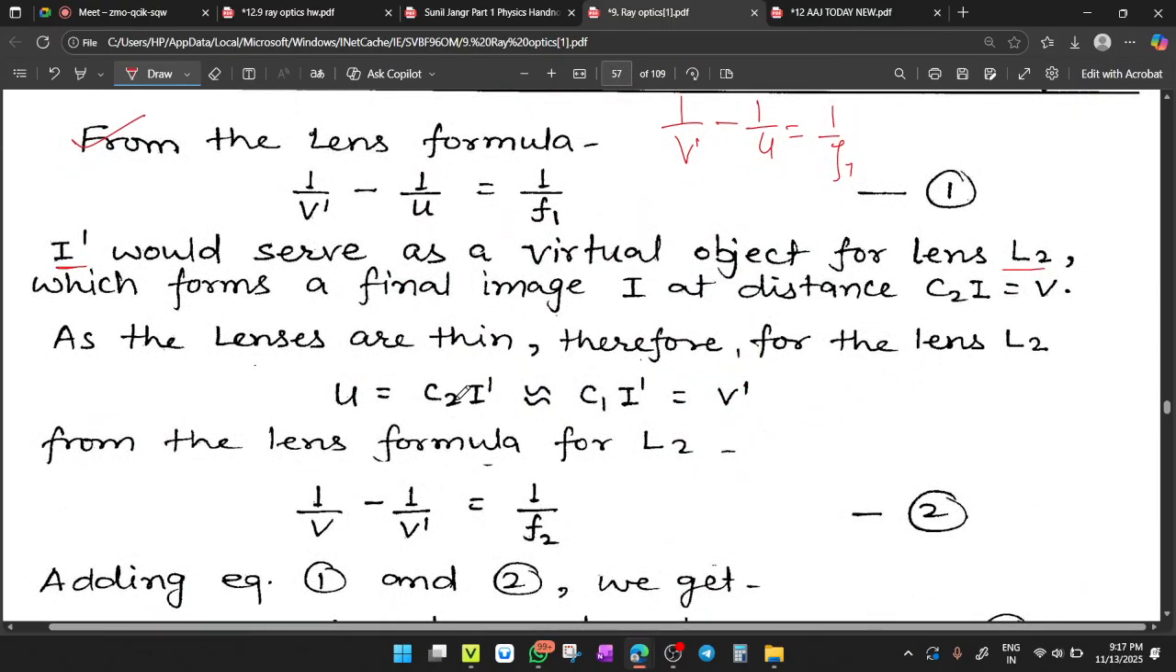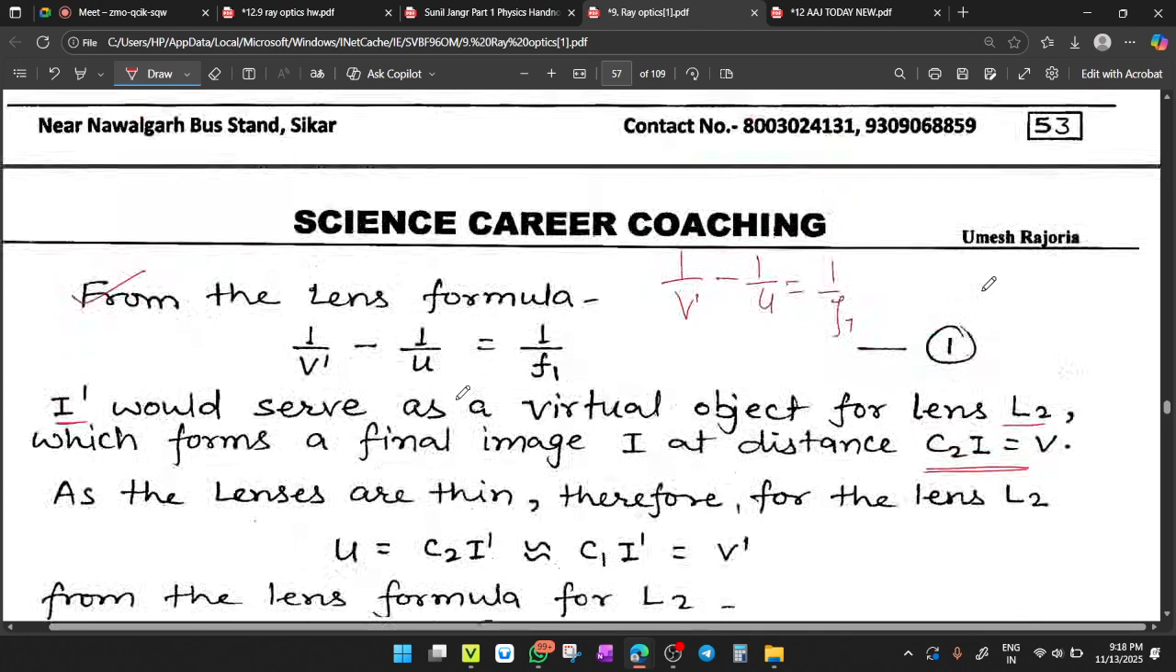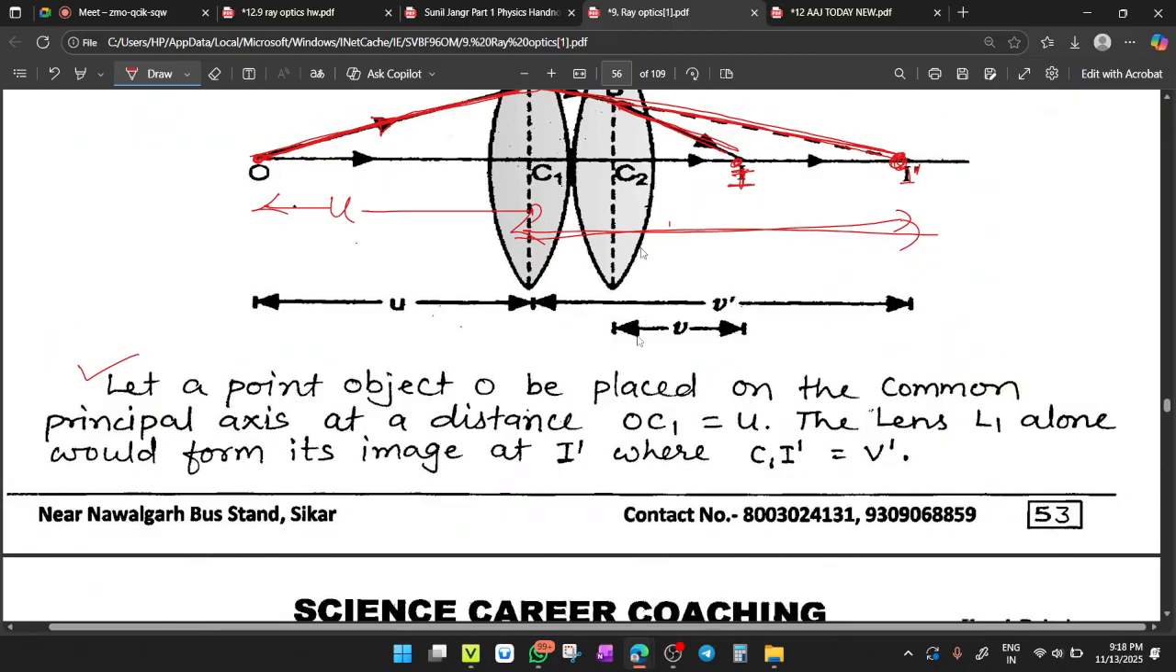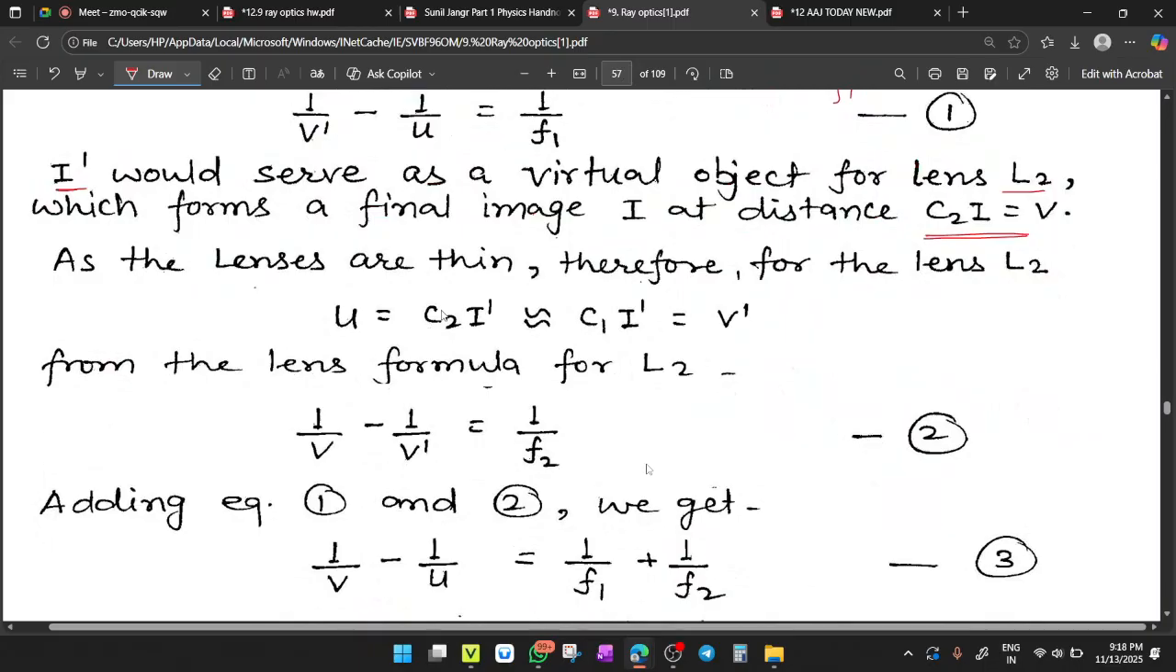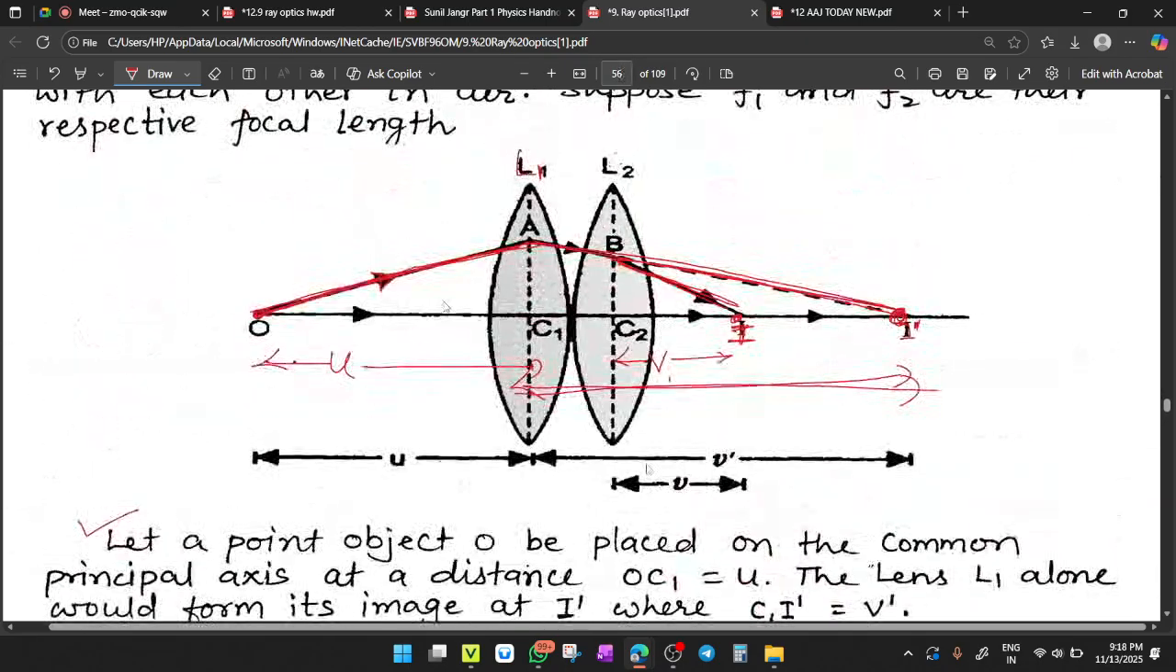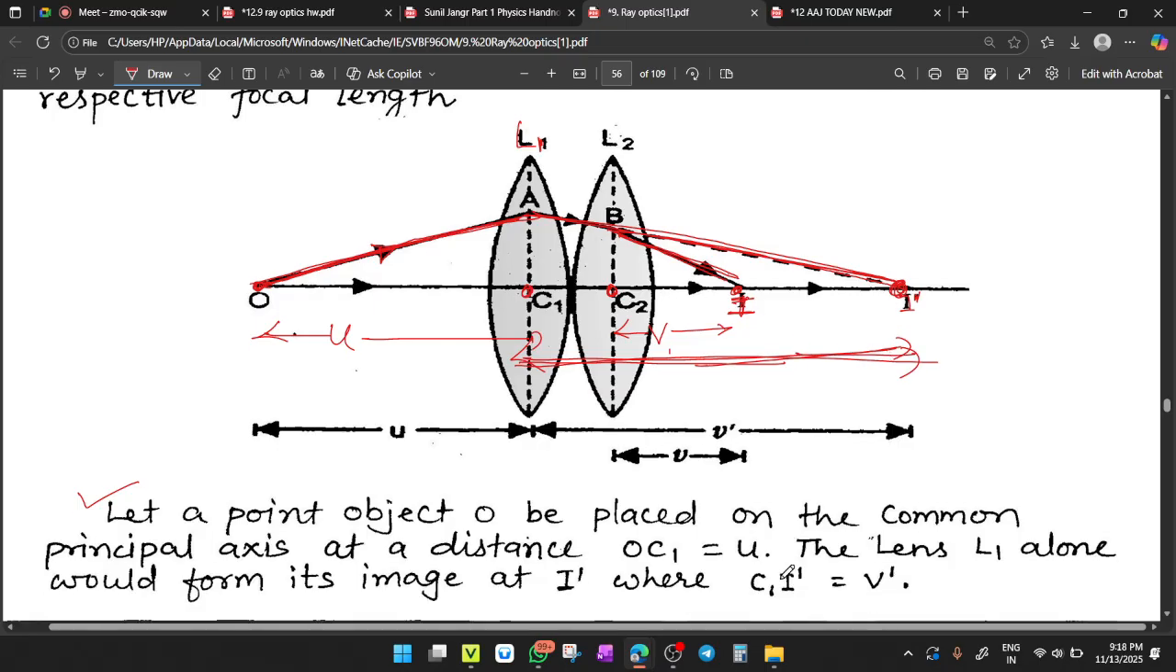So I dash would serve as a virtual object for the lens L2, which forms the final image I at a distance C2 I. The final distance of the image is C2 I, that is V. So the object distance is C2 I dash, and C2 I dash is nearly C1 I dash as the apertures are very small. So C2 I dash equals C1 I dash, and this V dash is called the object distance.